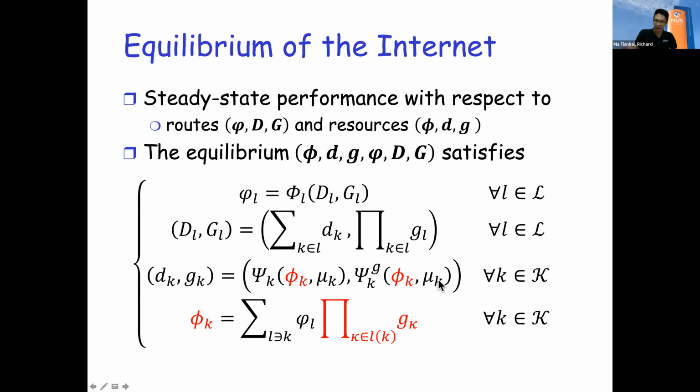This is something we have seen before as well. The only new equation is the last one. It says that we can also calculate the actual input rate to the individual resource as follows. It can be calculated as the aggregation of the input rate on different routes L where the resource K belongs to, because all these routes traverse through this resource K.